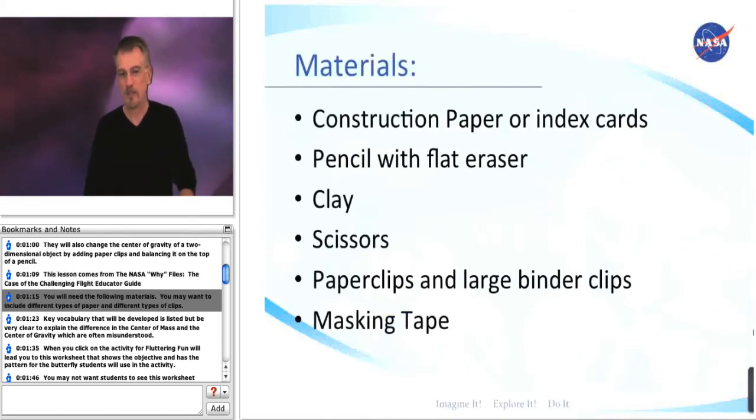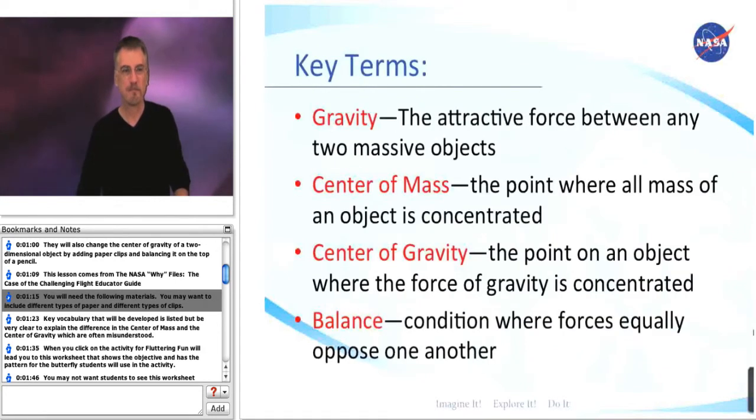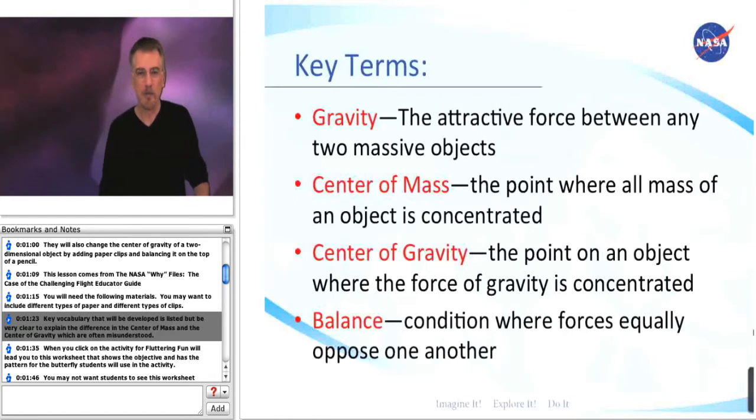You will need the following materials. You may want to include different types of paper and different types of clips. Key vocabulary that will be developed is listed, but be very clear to explain the difference in the center of mass and the center of gravity, which are often misunderstood.